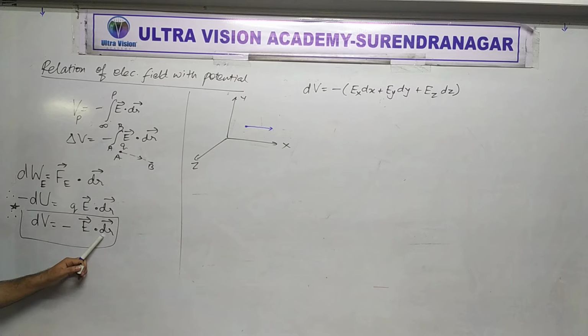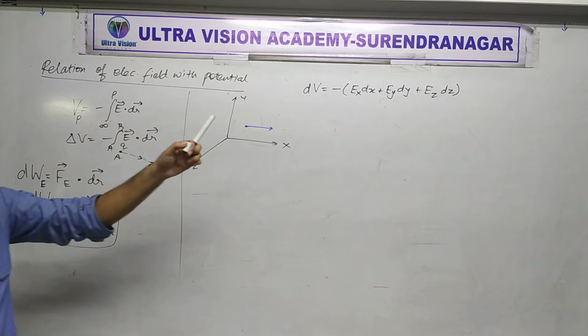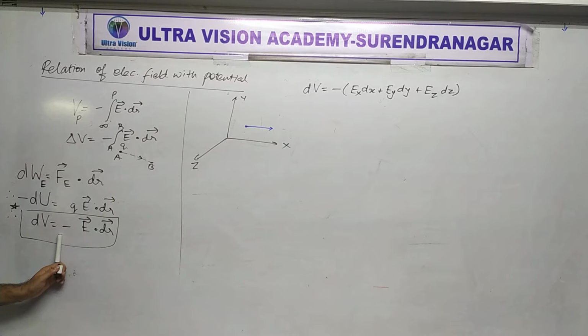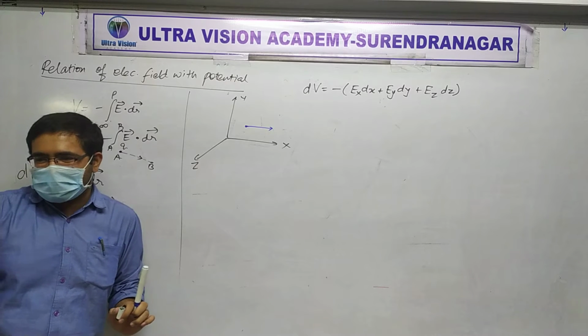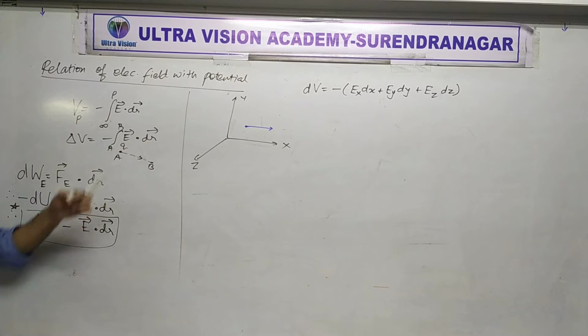What is dr vector? dr vector is the small displacement. How to write it in component form? dx i-cap plus dy j-cap plus dz k-cap. Similarly, the electric field is Ex i-cap plus Ey j-cap plus Ez k-cap. When you take the dot product, x with x, y with y, z with z, a vector dot b vector is ax bx plus ay by plus az bz. The minus sign was already there. In 11th we were given the dot product formula: a vector dot b vector is ab cos theta, and the other one is ax bx plus ay by plus az bz.